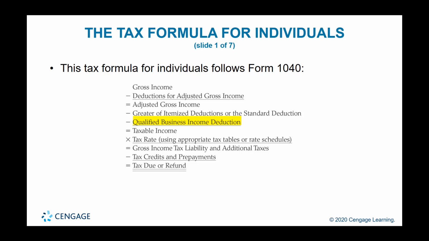Now we've come to the qualified business income deduction, which is another type of deduction below the line. We will not focus much on this as most of it relates to business. At this point, we've arrived at taxable income, the amount of income that is subject to tax. The amount of tax is based on a tax rate.